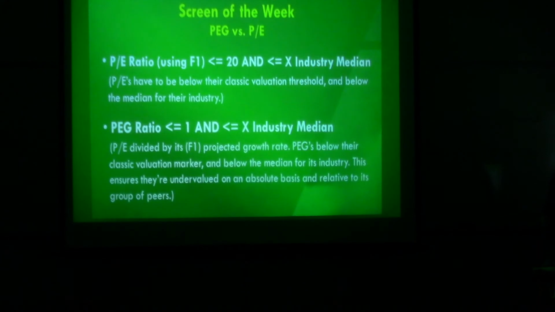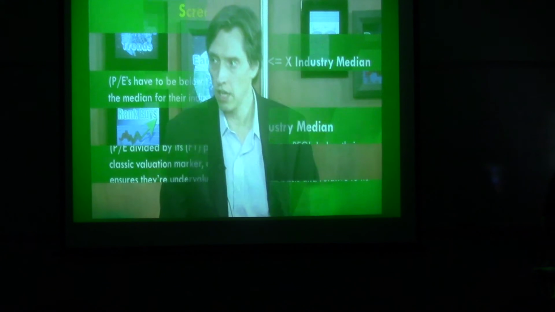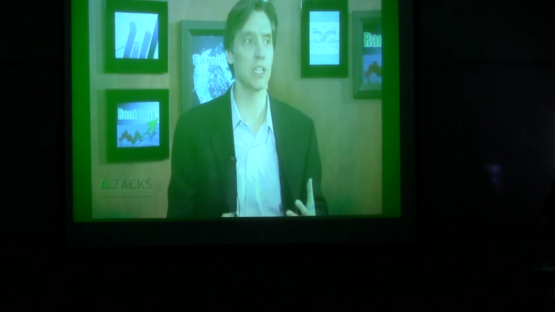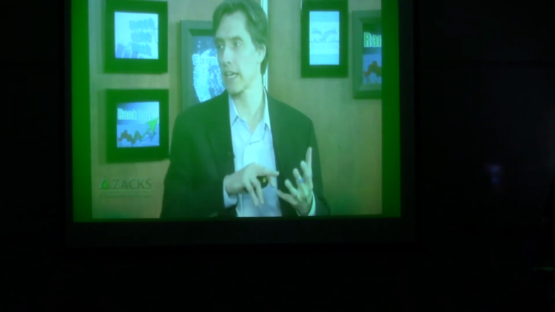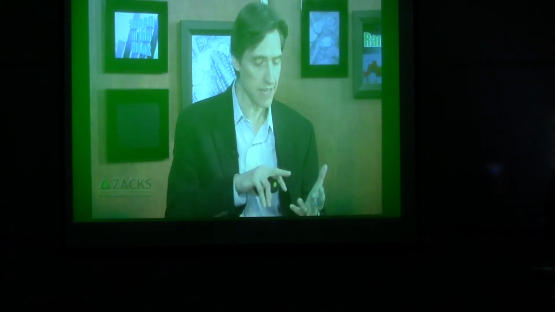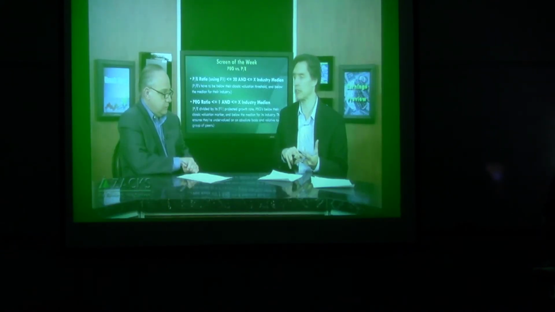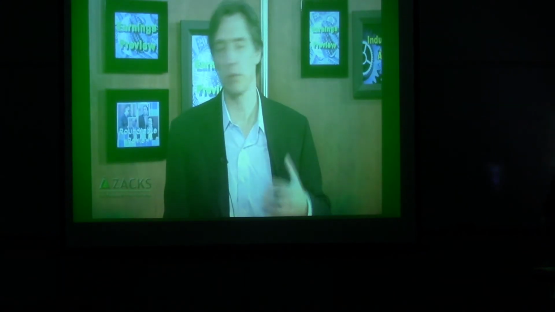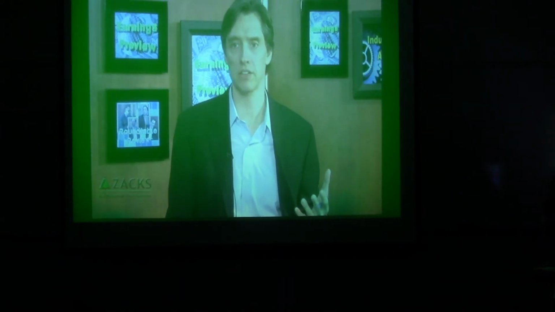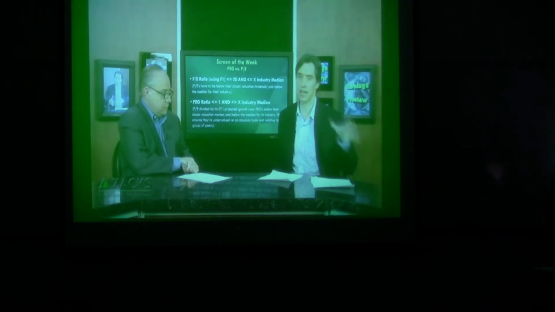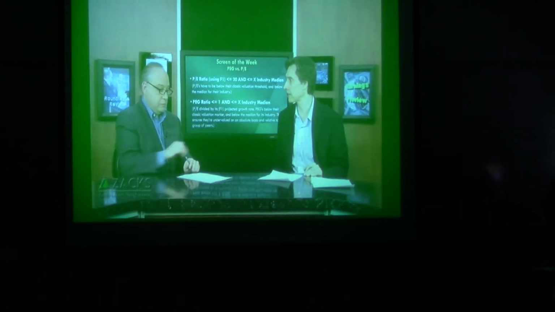And we're doing the same thing with the PEG ratio. PEG ratio less than or equal to 1, classical valuation marker, and we want the PEG ratio to be less than or equal to the industry median. So you're looking at a valuation stock on, like I said, an absolute basis and on relative terms in relationship to its group of peers. And usually I like to apply all of my stuff to companies that are trading over $5 and that have 100,000 shares traded on a daily basis or more.